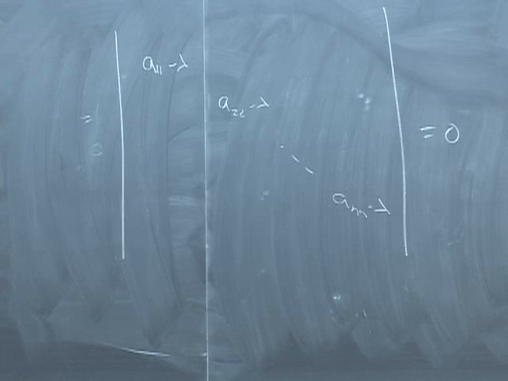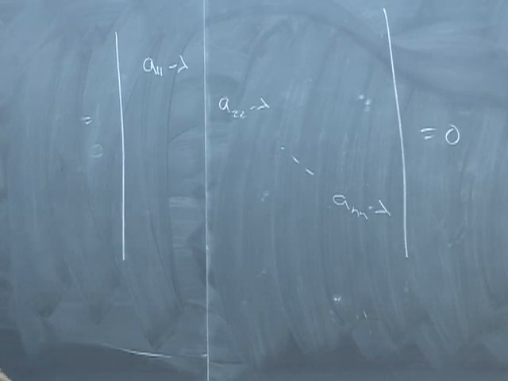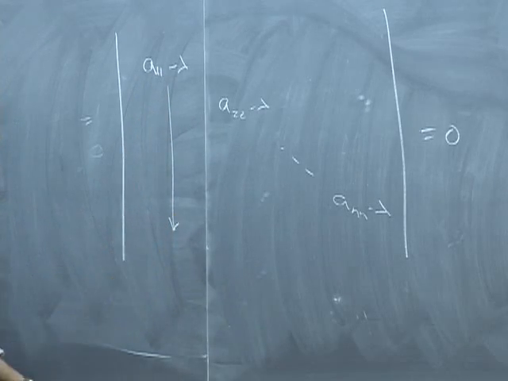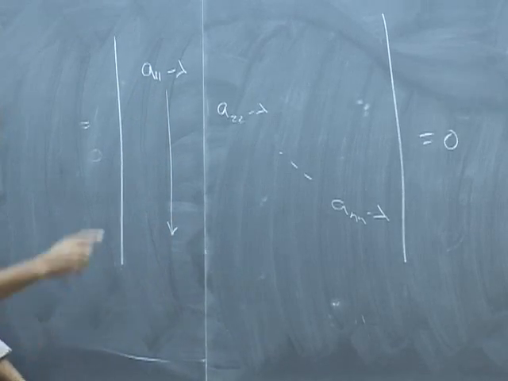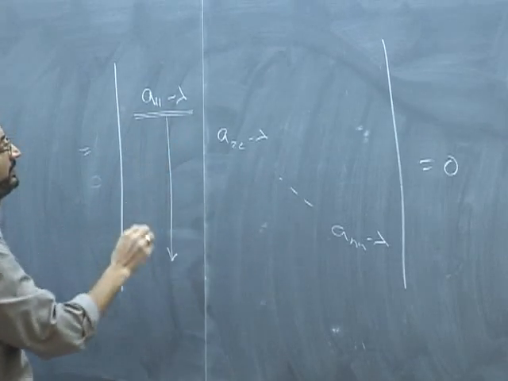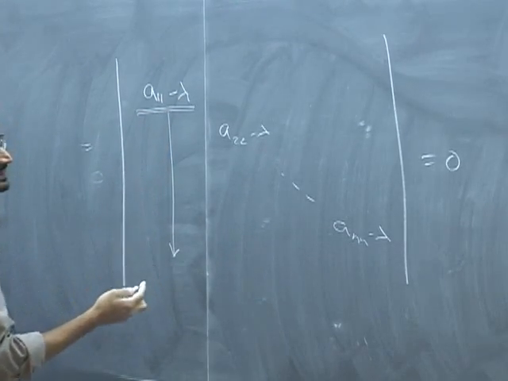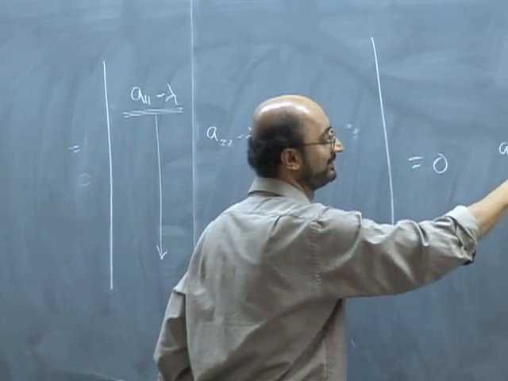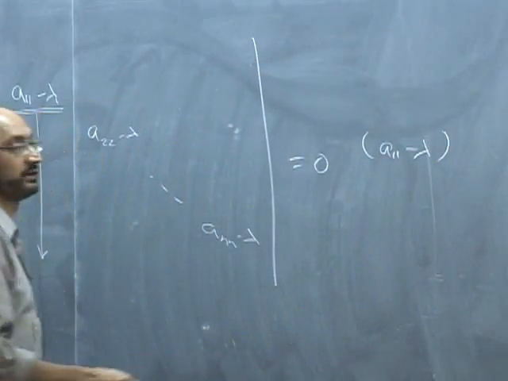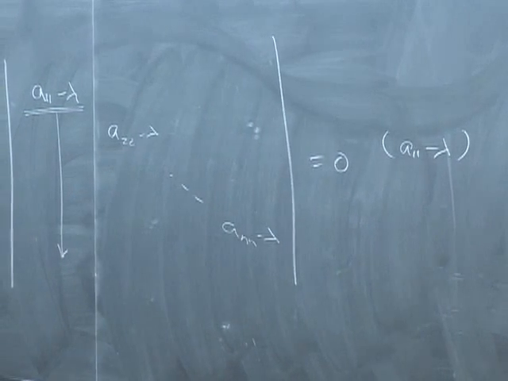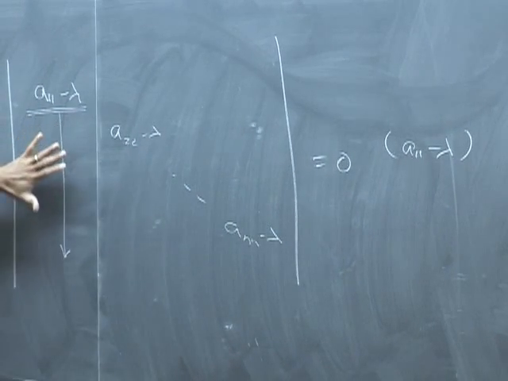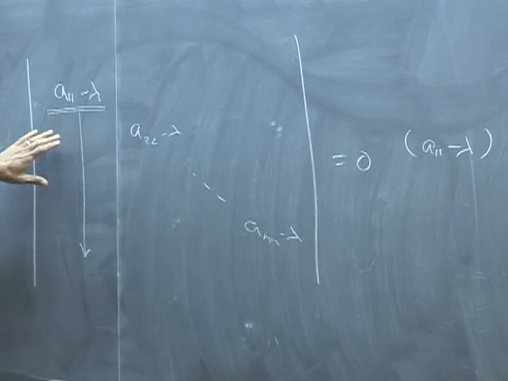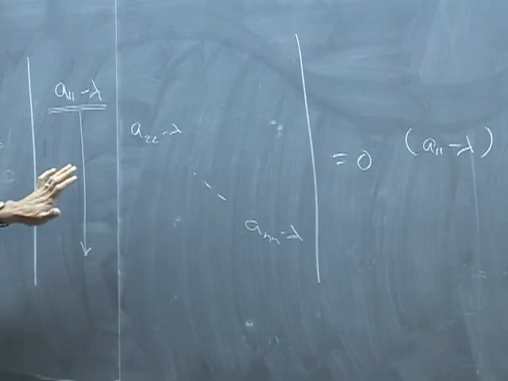How do we expand this? Let's just see what it's going to be. It's actually, by inspection, we can see it. So we expand by this column over here. We're going to take this one, a11 minus lambda, and multiply it by its cofactor. First of all, notice that all the other values are zeros over here, so we don't really have any contribution from there. All we're going to get is a11 minus lambda multiplied by the cofactor.